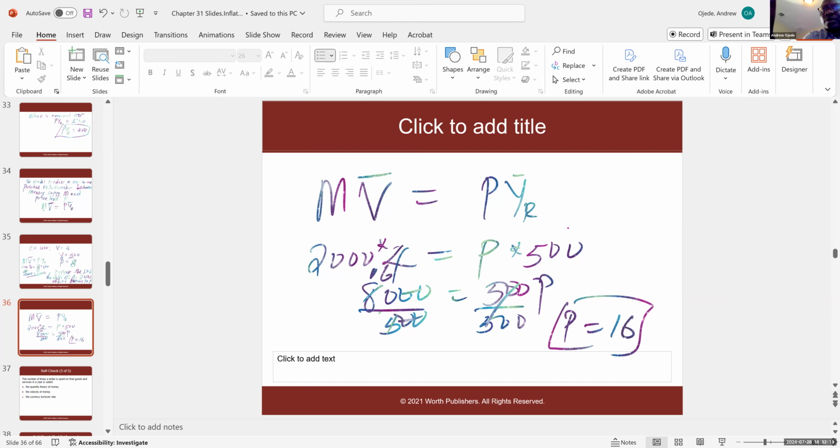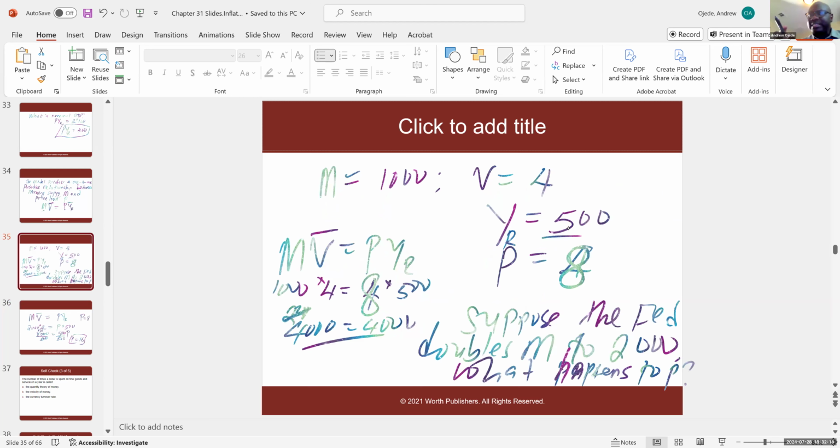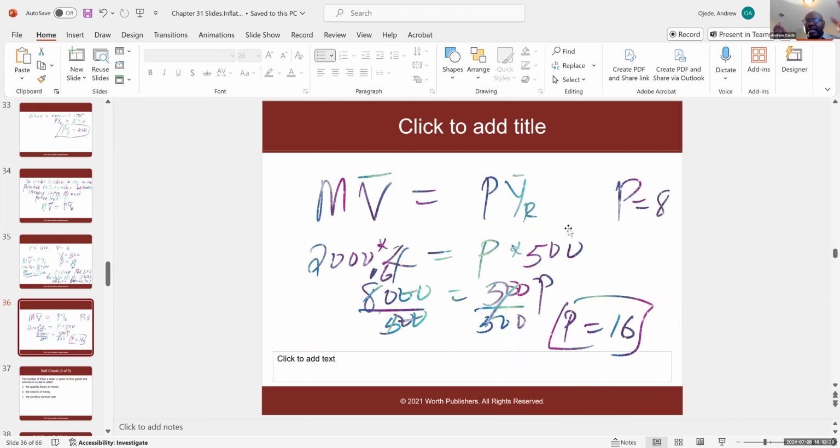Remember, the initial P was 8. So when the Federal Reserve doubles the money supply from 1,000 to 2,000, the price level is going to double as well, from 8 to 16. Doubling means you're multiplying it by 2. So there's a one-to-one relationship between M and P. That's what the model predicts, ideally.